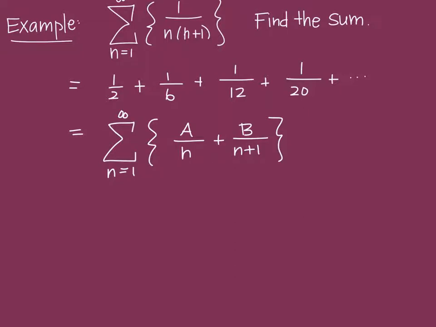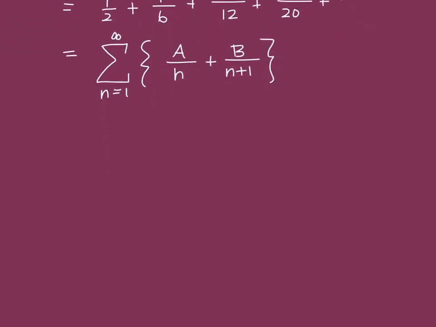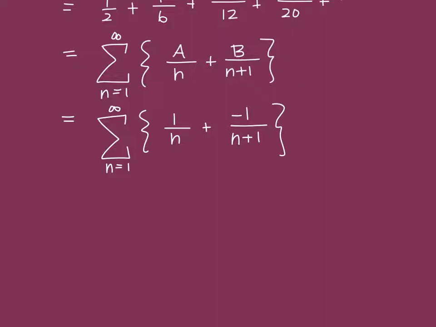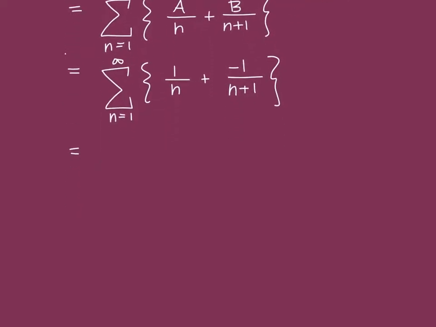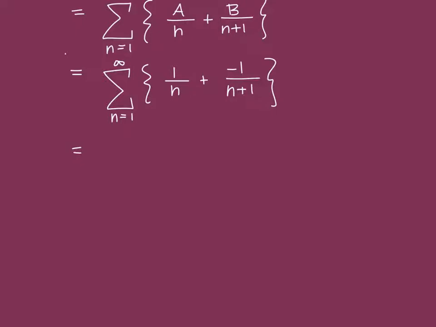We have two things multiplied by each other. I'm going to save you the agony of the partial fractions. I worked it out already. I know you can do it. The partial fractions turn out to be 1 over n plus negative 1 over n plus 1. Now these two things are equal. We haven't done anything illegal. So let's see what the terms look like if we write them out as partial fractions.